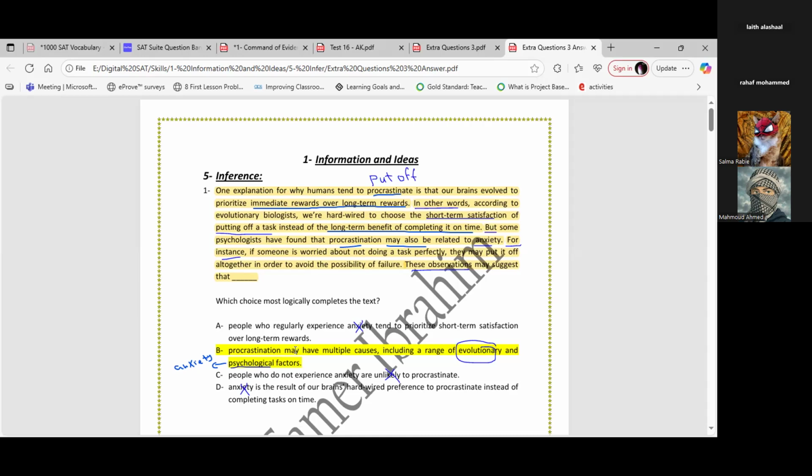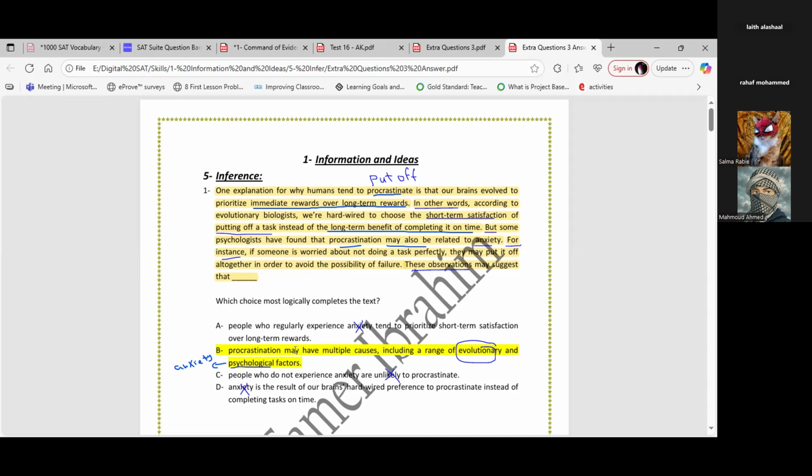Ahmed Hani, clear? Mahmoud? Clear. Salma? Yes. Rahaf Muhammad? Yes, clear. Bana? Yes. Laith? Yes, Mister. Malak Rami? Mister, I have a question.